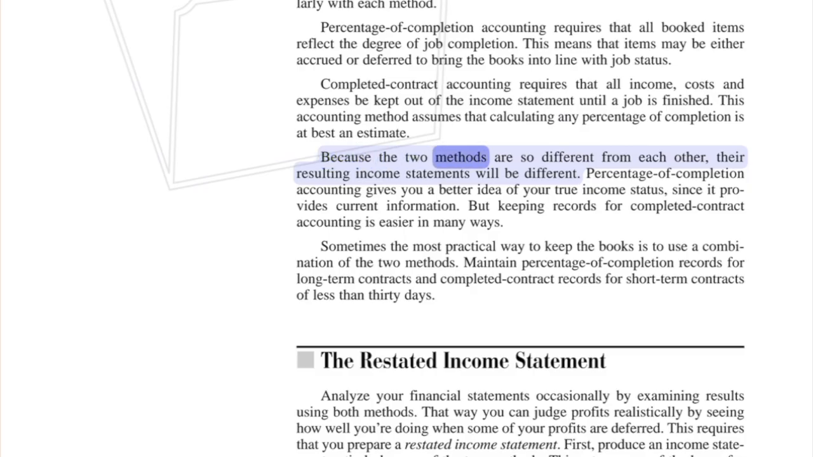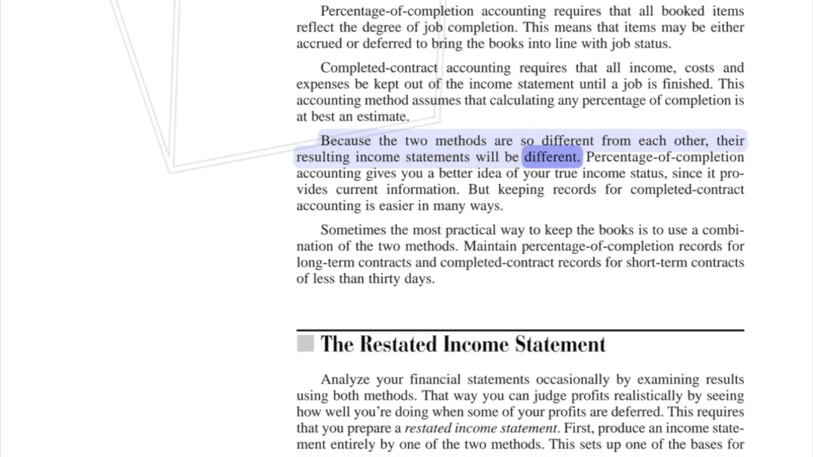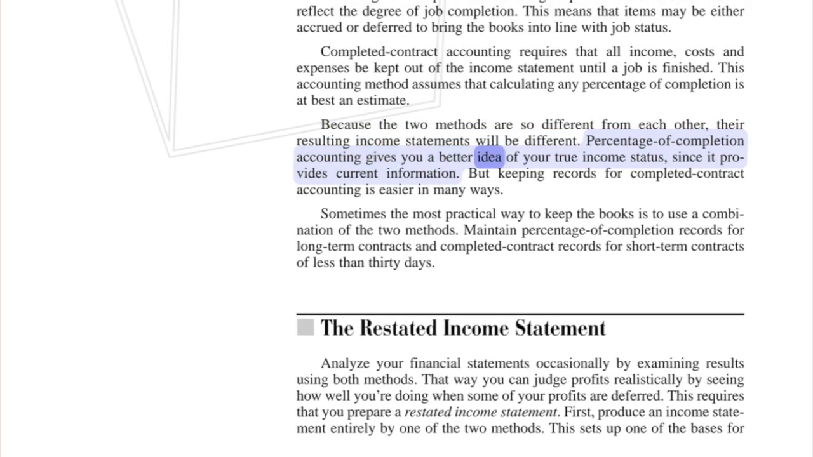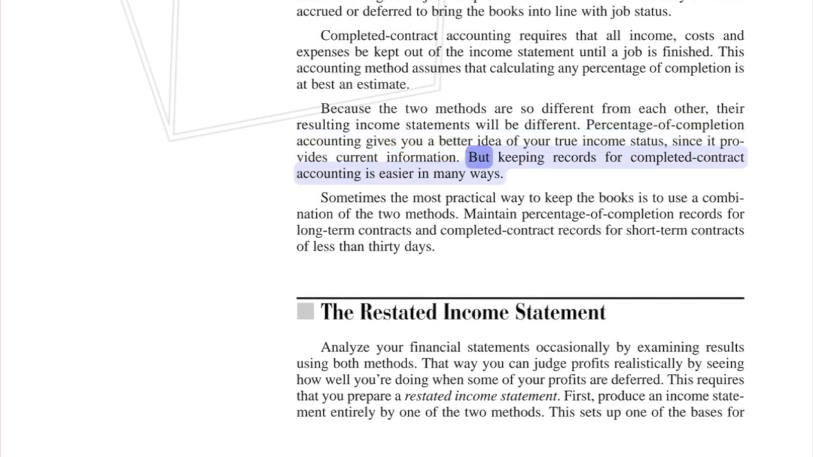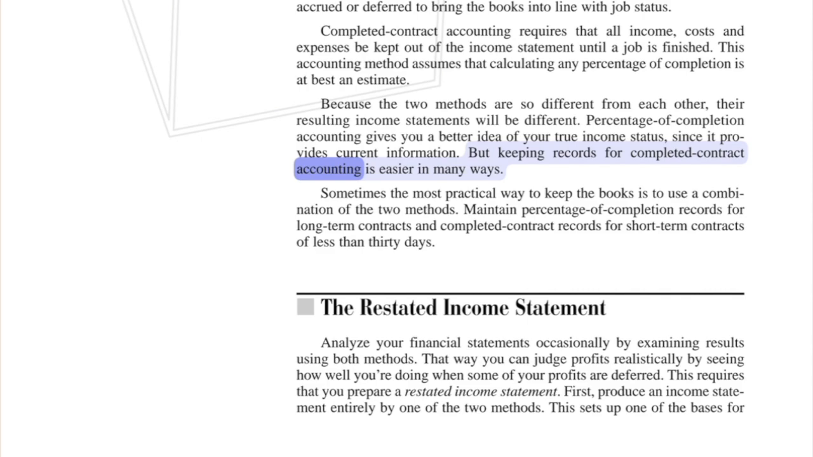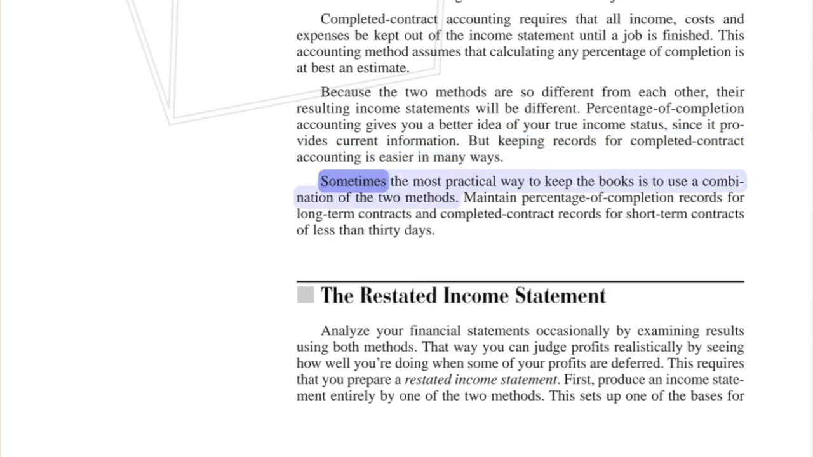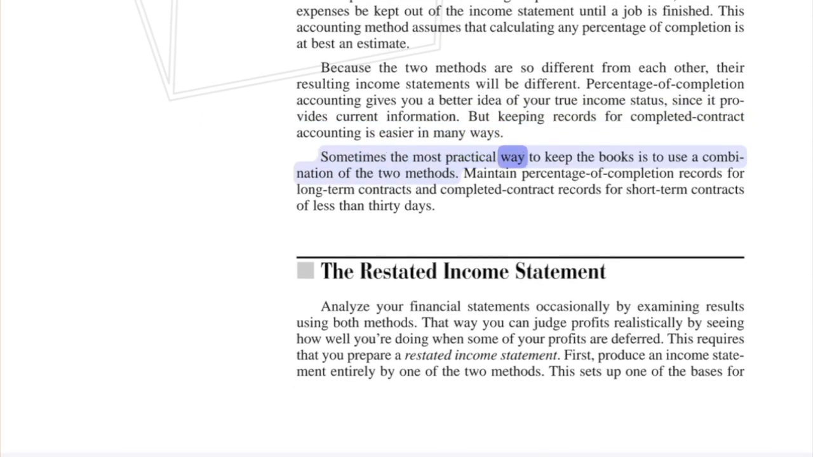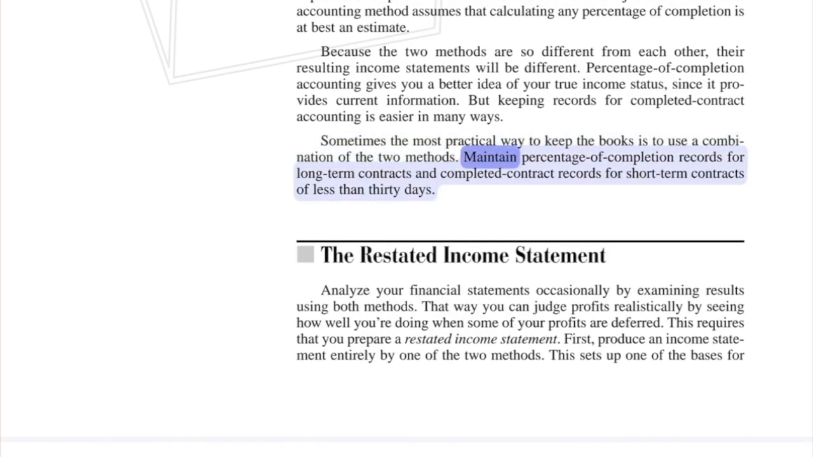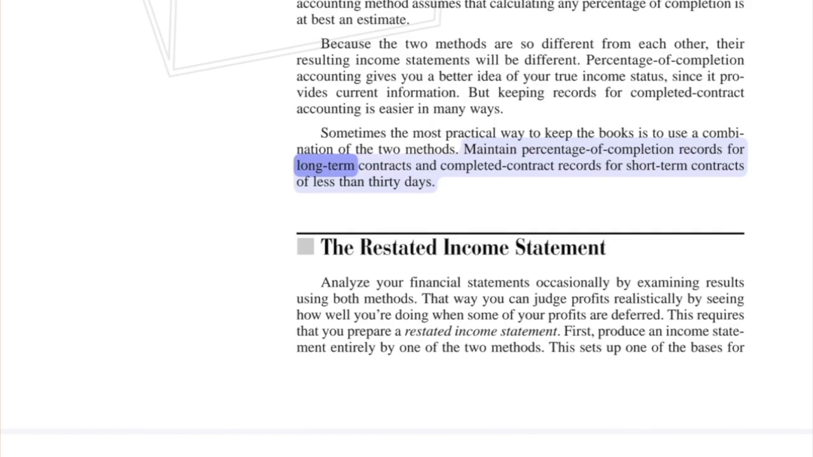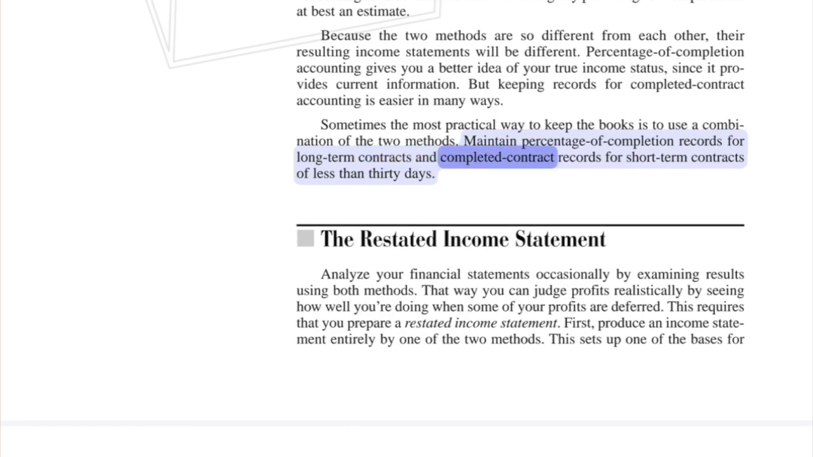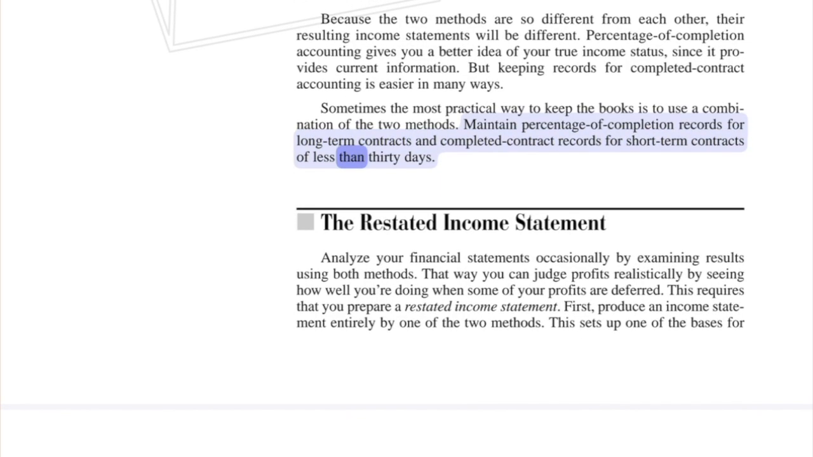Because the two methods are so different from each other, their resulting income statements will be different. Percentage of completion accounting gives you a better idea of your true income status, since it provides current information. But keeping records for completed contract accounting is easier in many ways. Sometimes, the most practical way to keep the books is to use a combination of the two methods. Maintain percentage of completion records for long-term contracts and completed contract records for short-term contracts of less than 30 days.